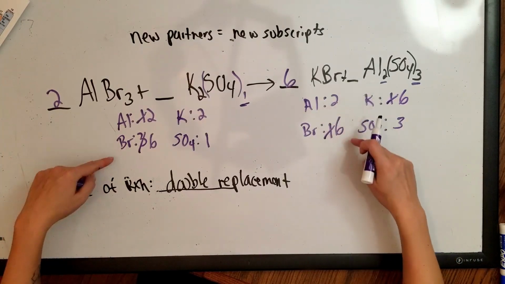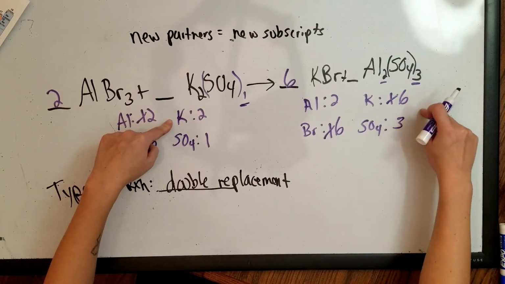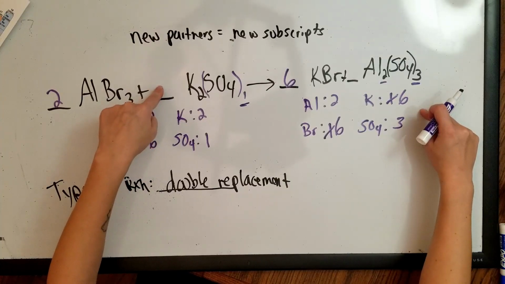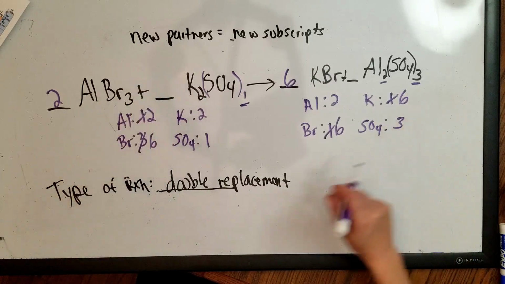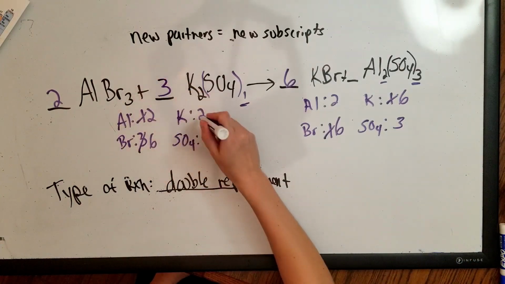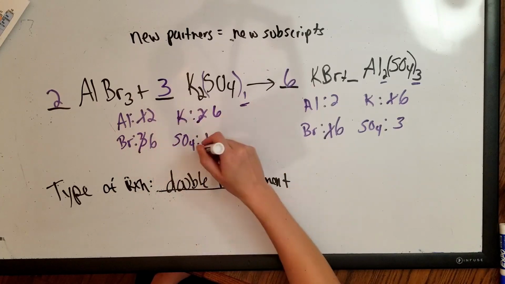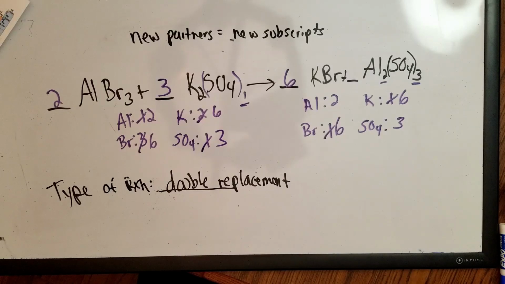All right, so aluminums, bromines, good. Now let's move on to the potassiums. 6 on the product side. I need 6 on the reactant side. So what number can I put here to give me 6? There's a coefficient of 2 there, so what times 2 equals 6? 3. So it gives me 6 potassiums, and now 3 sulfates, which I needed 3, so it balanced itself out.